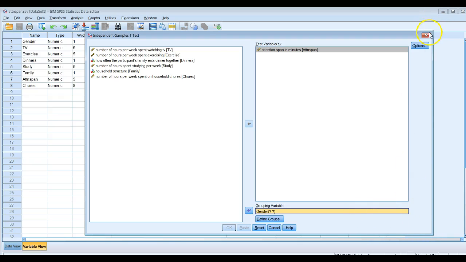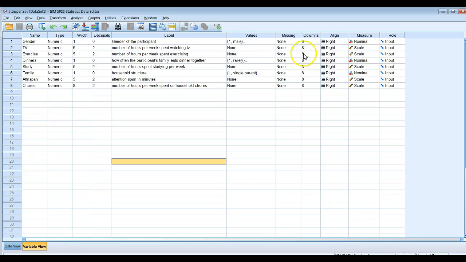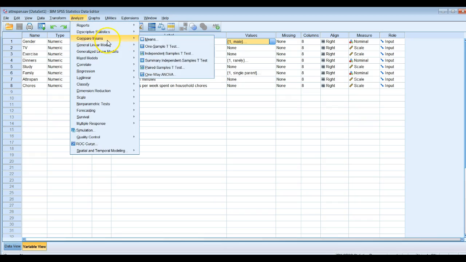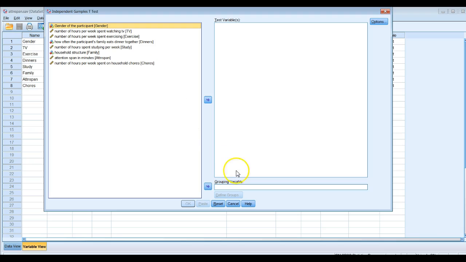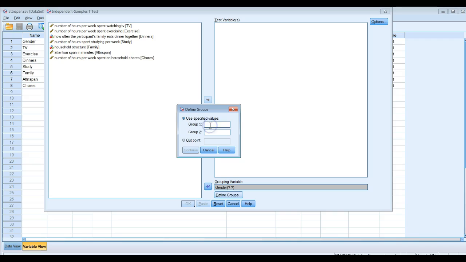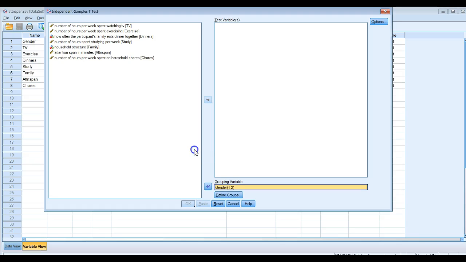I'm going to exit out of here for just a minute so we can look at the data. Gender here is our variable that we're interested in for grouping. We've got males and females, where males represent ones and females are twos. We need to know that so that when we go to independent samples t-test and pick our grouping variable as gender, we click define groups here. This tells us that group 1 is males and group 2 is females. Usually that'll be ones and twos or sometimes zeros and ones, but you need to look at your data ahead of time and see what that is.